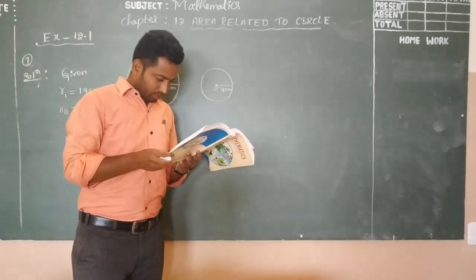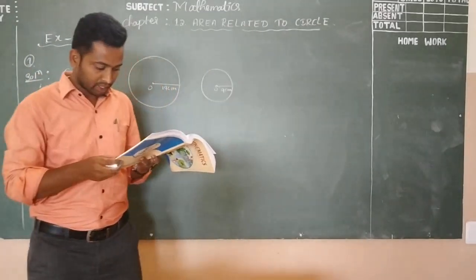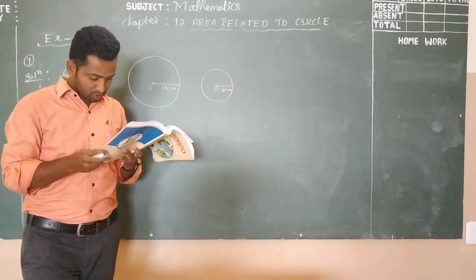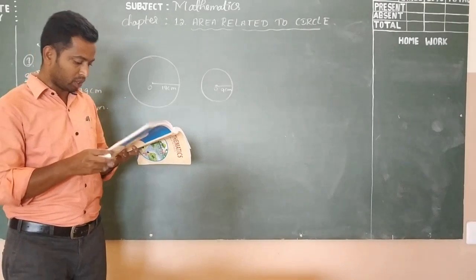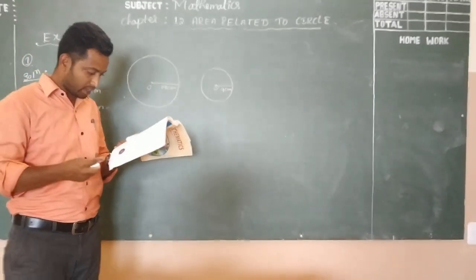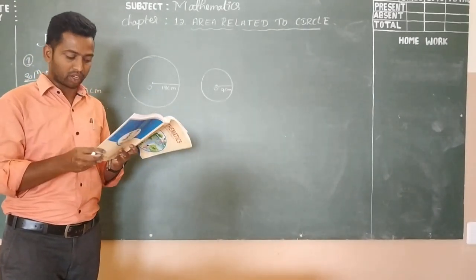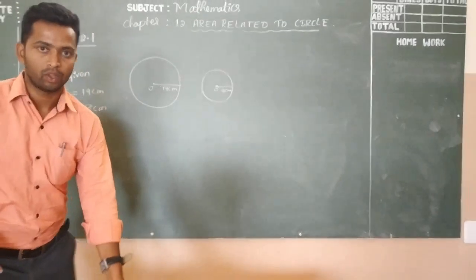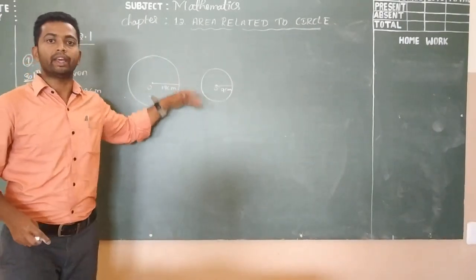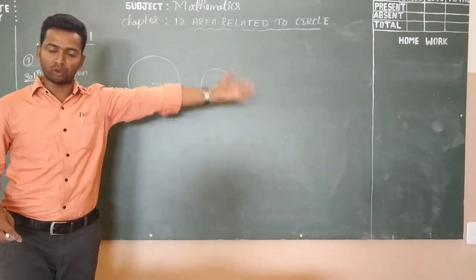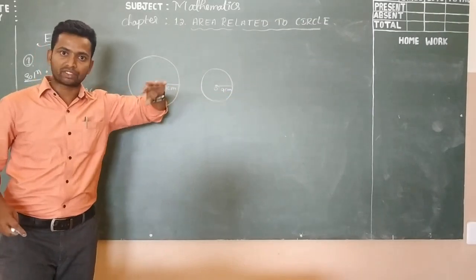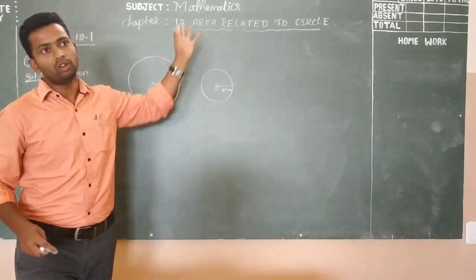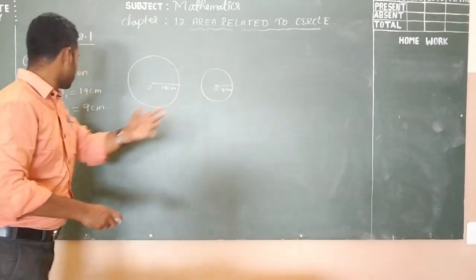Find the radius of the circle which has a circumference equal to the sum of the circumferences of the two circles. You have to calculate the radius of another circle, a third, unknown circle, whose circumference is equal to the sum of the circumferences of these two circles.